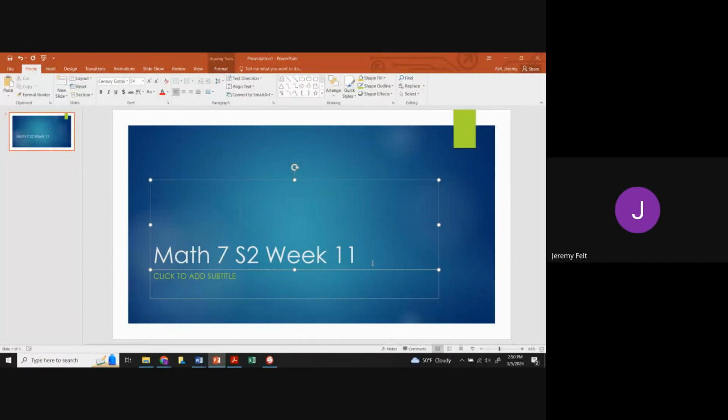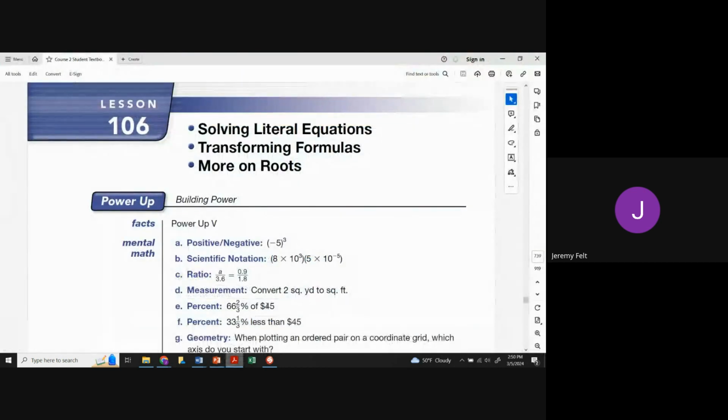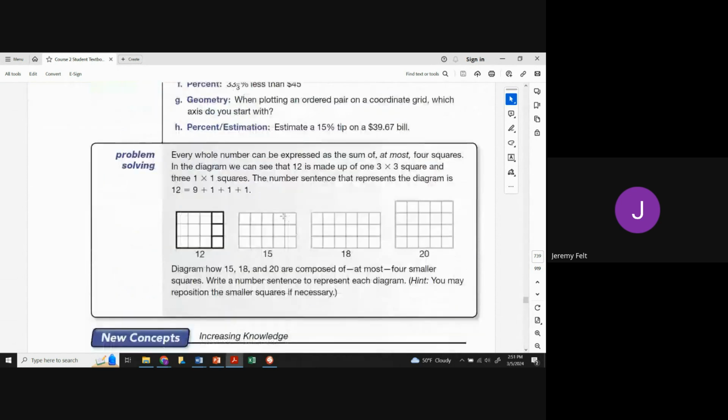Welcome, guys. It is week 11. The two lessons we're looking at this week are lessons 106 and 107. So, 106, we're solving literal equations, transforming formulas, and working more with root values.